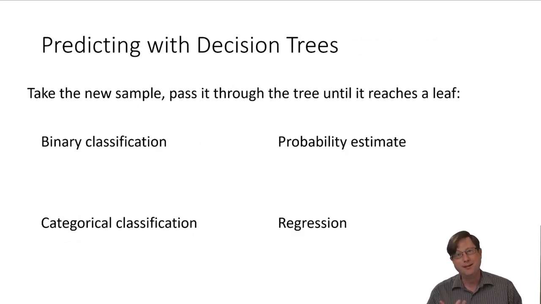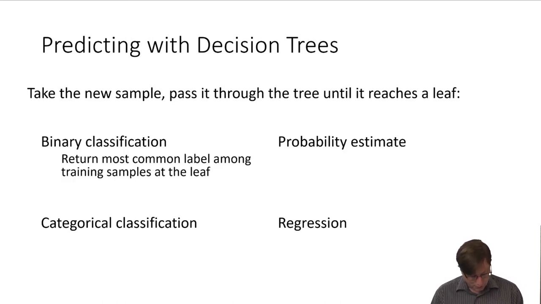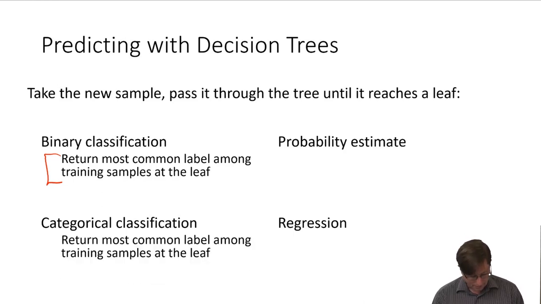Now, that was a little bit more detail on how to deal with the tests, the numeric features, the categorical, some options, et cetera. I'm going to go through a much simpler version of what to do with the predictions at the leaves. If you're doing binary classification, you will return the most common label among the training samples that reach the leaf. Whether it's 0 or 1, you can return it. If you're doing a categorical classification, you will return the most common label among the training samples that reach the leaf. Whatever it is, you return it.